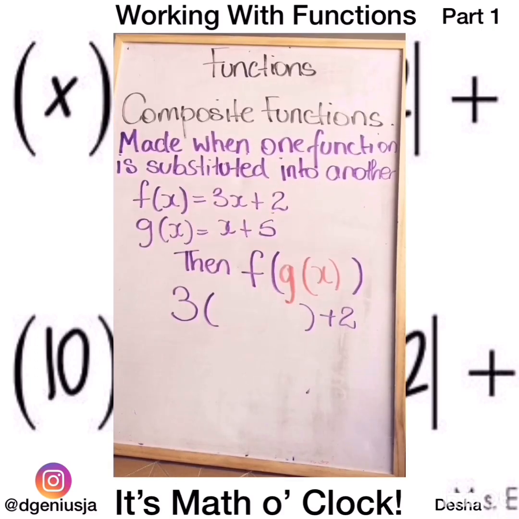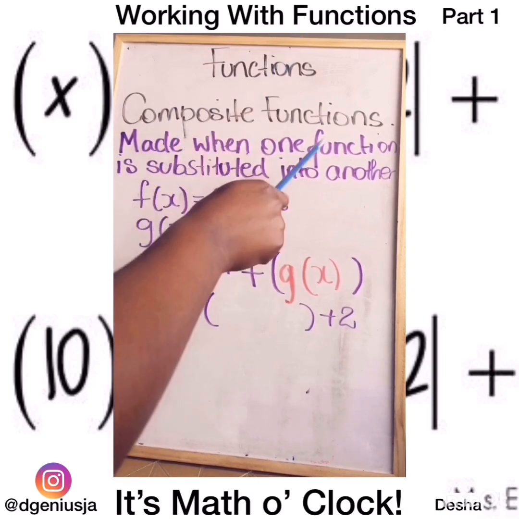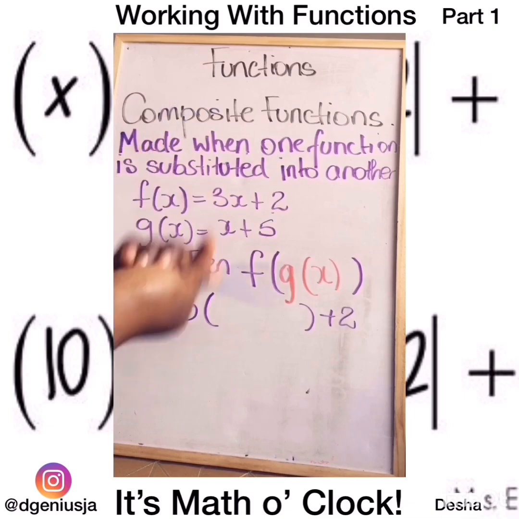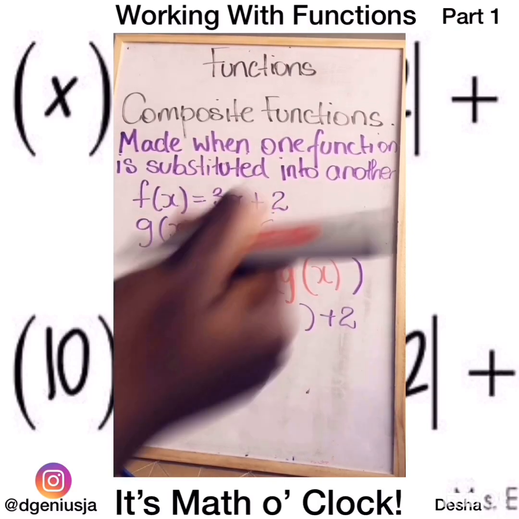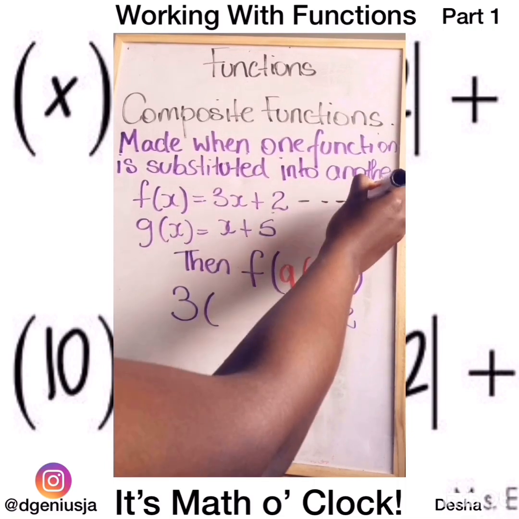Now let's take a step up in functions. We're going to be talking about composite functions, aka function of a function. Composite functions are made when one function is substituted into another. Let us look at the following functions. F of x is equal to 3x plus 2. I'm going to call this 1.